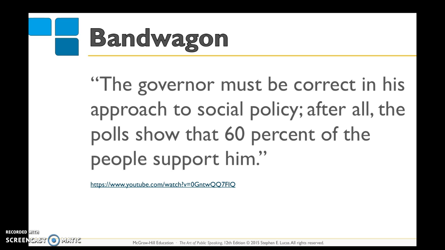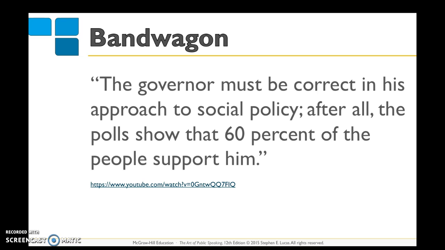The governor must be correct in his approach to social policy. After all, the polls show that 60% of the people support him. What if 60% of the people have no idea what they're talking about? This statement is a fallacy because popular opinion cannot be taken as proof that an idea is right or wrong. Remember, everyone used to believe that the world is flat. Everyone used to believe that space flight was impossible.